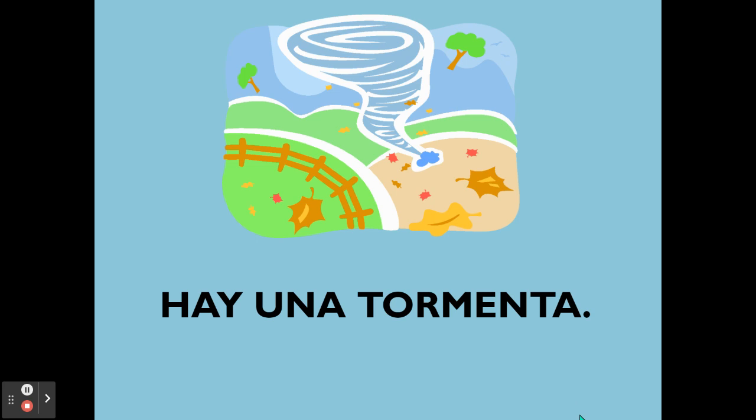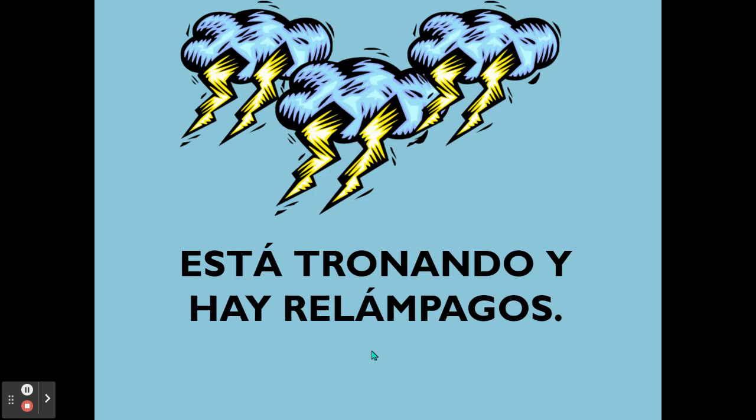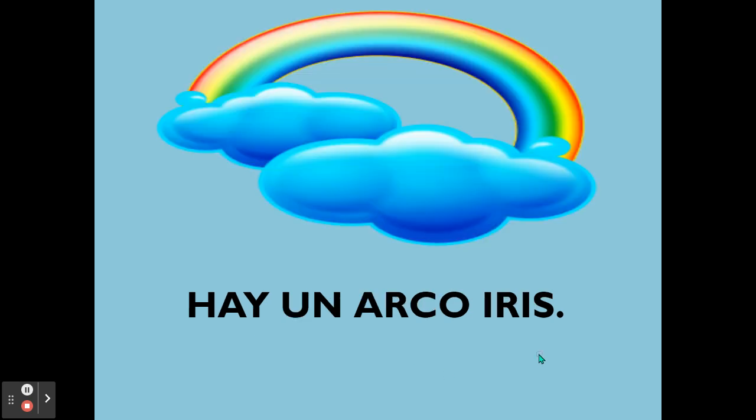Hay una tormenta means there's a storm, and you're tormented by this storm. There is a storm. Hay una tormenta. And it looks like storm if you put a little S in front. Está tronando y hay relámpagos. It's thundering and there are lightning bolts. So lightning, I see the word lamp in this word, relámpagos. So it's thundering and lightning.